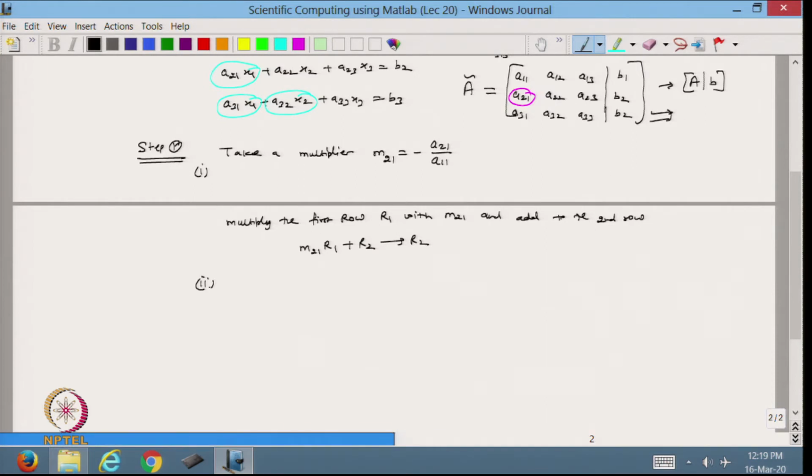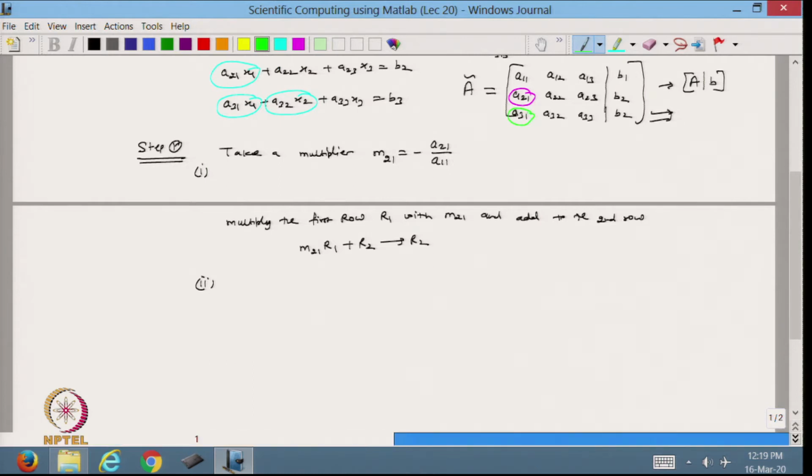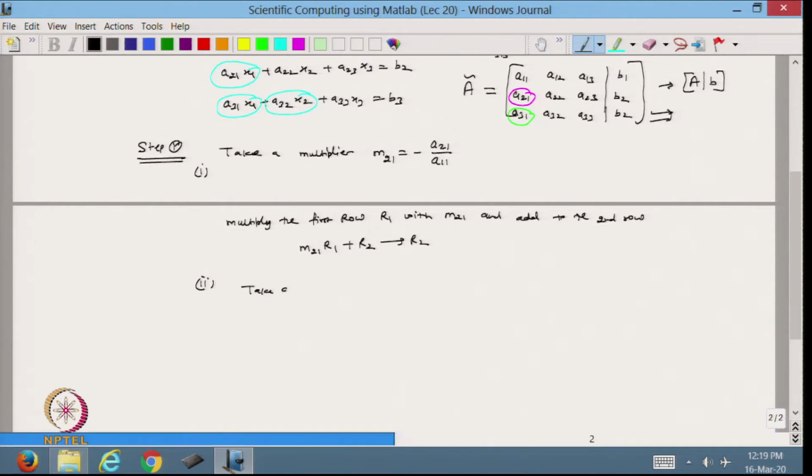The third row is the same. After doing this, I want to make this element also 0. So, how to make this one? The same way: take a multiplier M31, because I want to make this element 0. So, M31 is A31 divided by A11 with a minus sign, dividing the first row by A11 and multiplying by minus A31. Then M31 multiplied by R1 is added to R3, and the effect goes to R3.